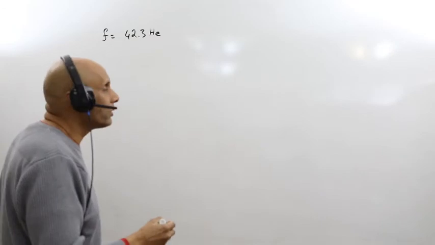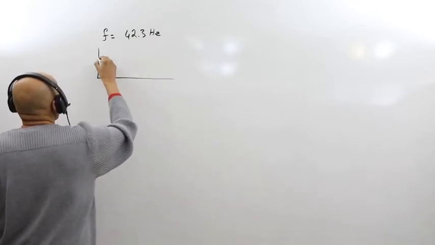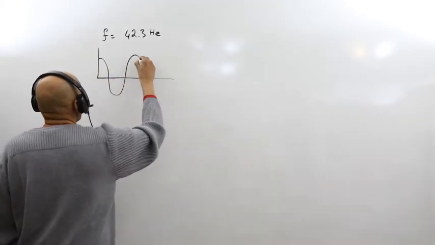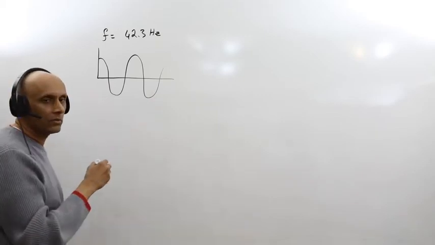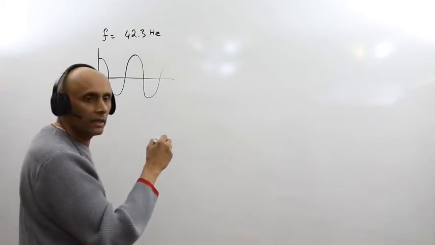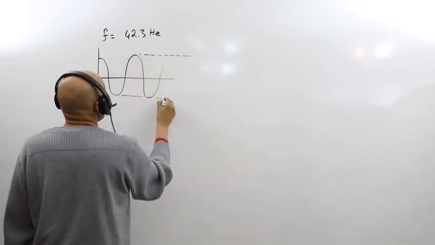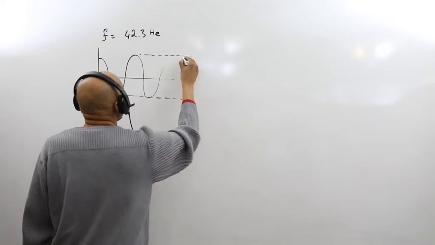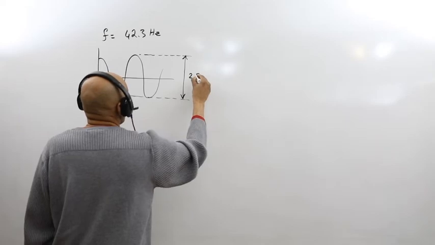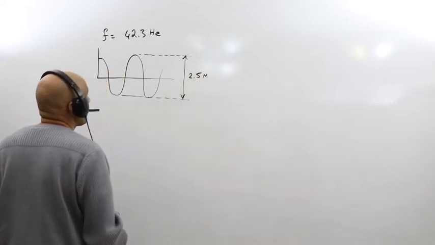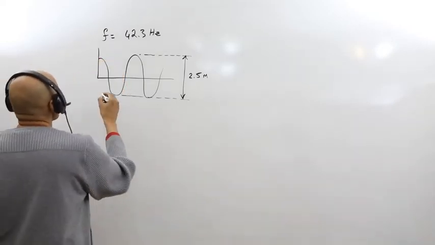You're also shown a graph of the problem, and let's see if I can draw it properly. Good enough. And we're also told the height, the distance from here to here, and I'll make it up. Let's make it 2.5 meters.